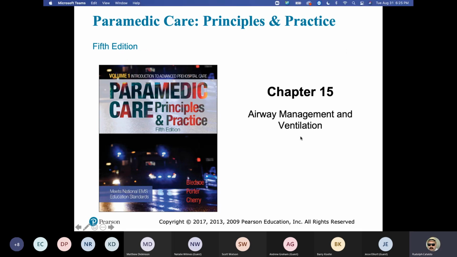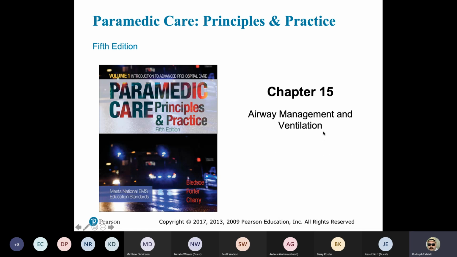Chapter 15, airway ventilation and management. When we talk about airway ventilation and active airway management, we're really talking a little more in depth at the paramedic level than just ABCs. Granted, ABCs is the foundation of how we truly manage our patients, verifying that they have a patent airway and that they're breathing.